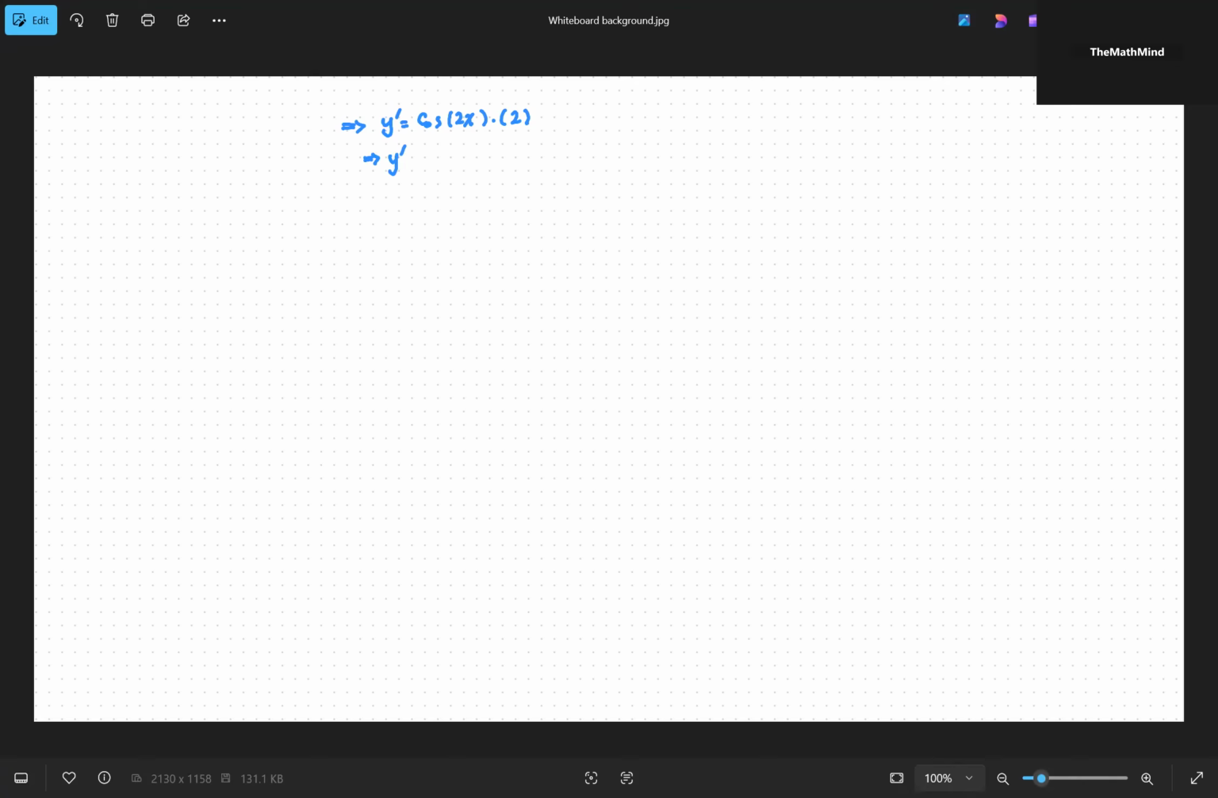11. Y prime equals, okay, we have tan u. The derivative of tan u will be 1 plus tan squared u times u prime. U prime is 3 here. Or instead of 1 plus tan squared, to make it short, we have secant squared of 3x plus 1 times 3. Or you can write 3 as a coefficient. It's better to write 3 as a coefficient: 3 secant squared of 3x plus 1.